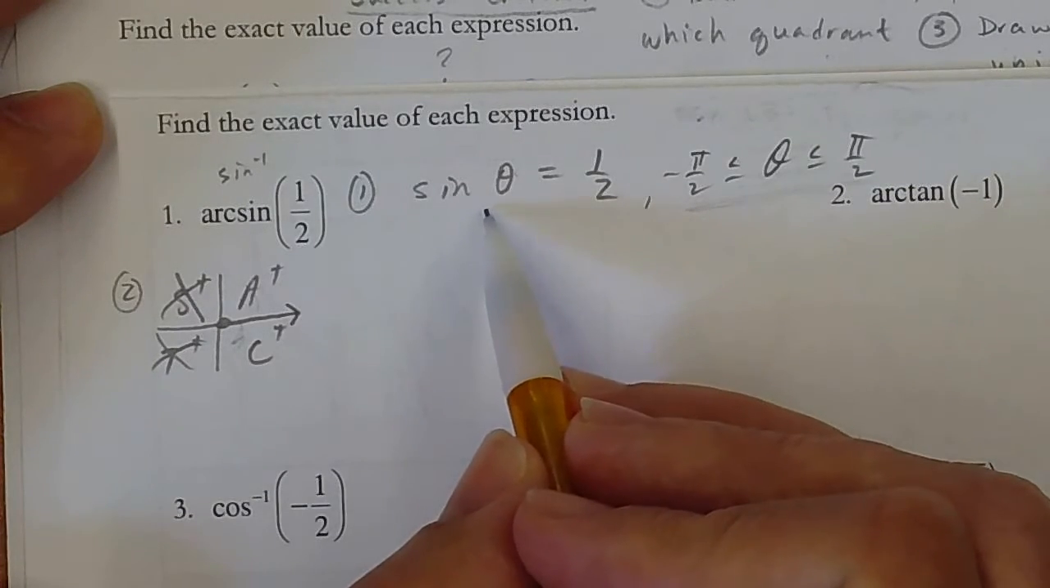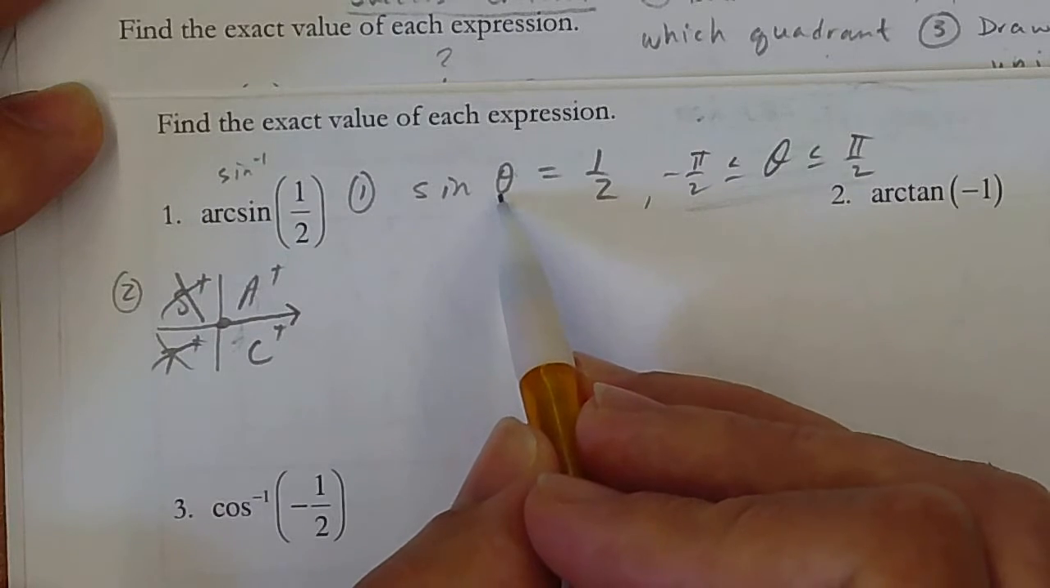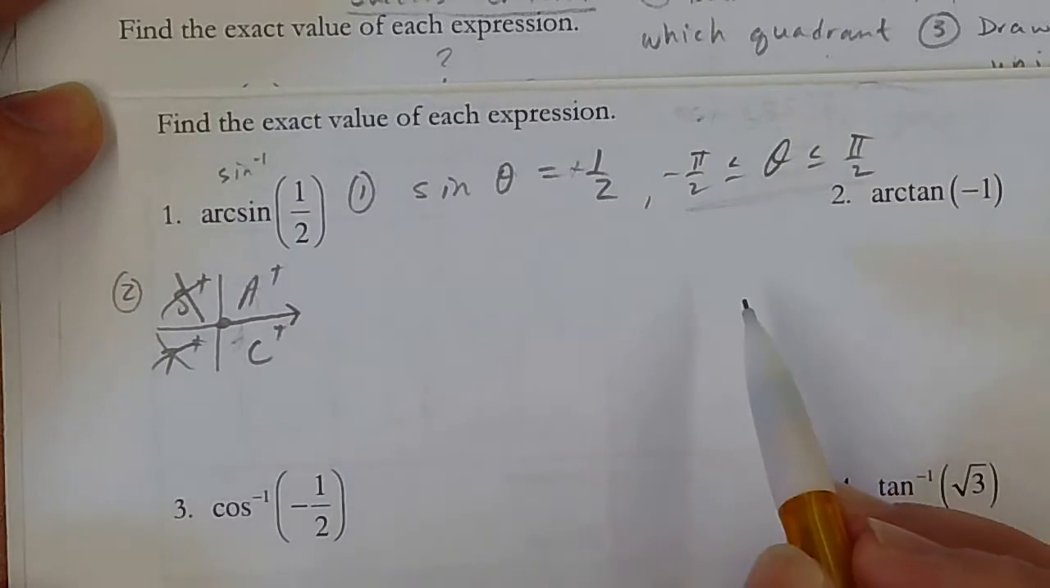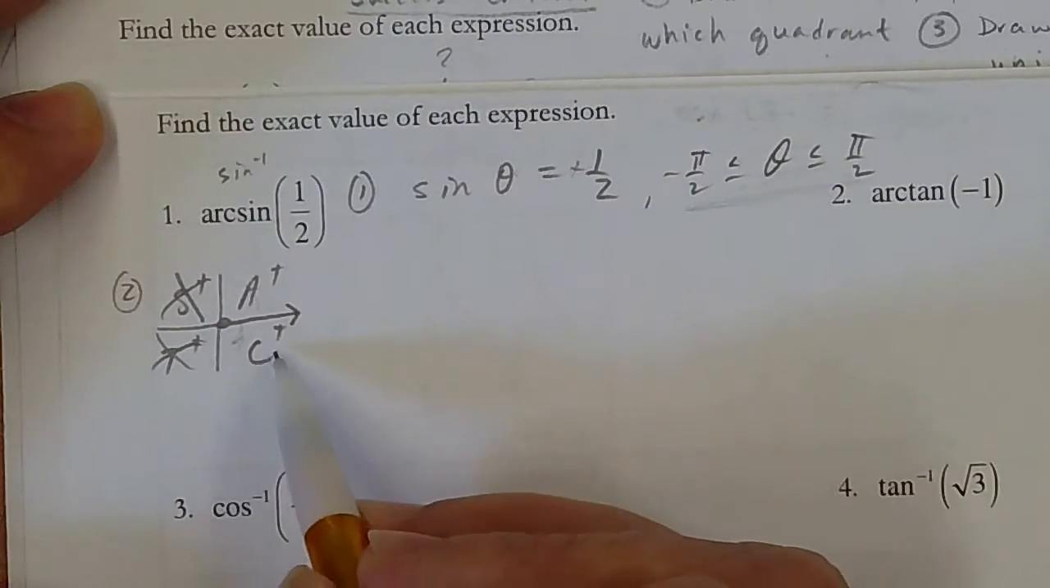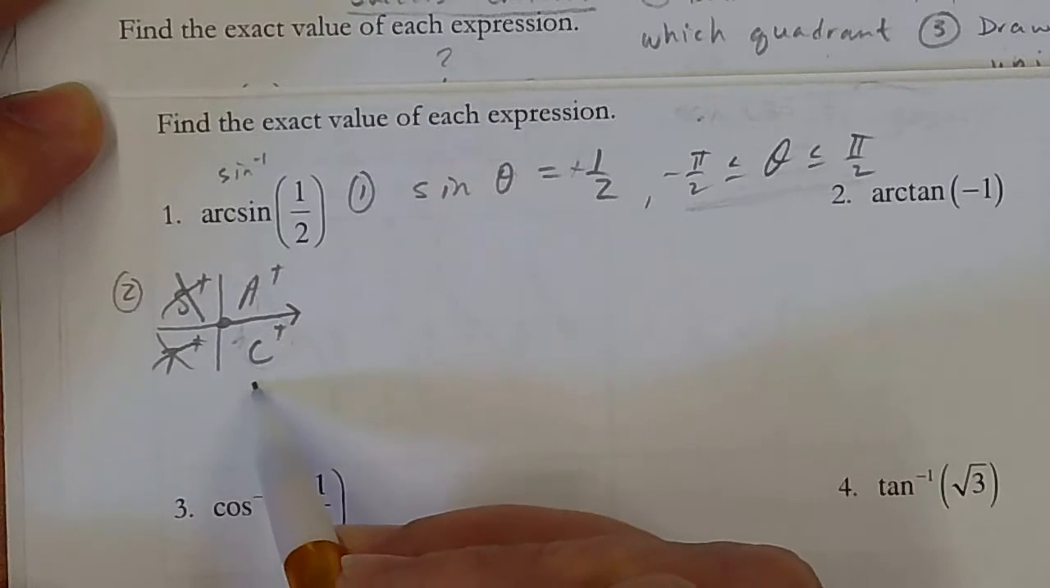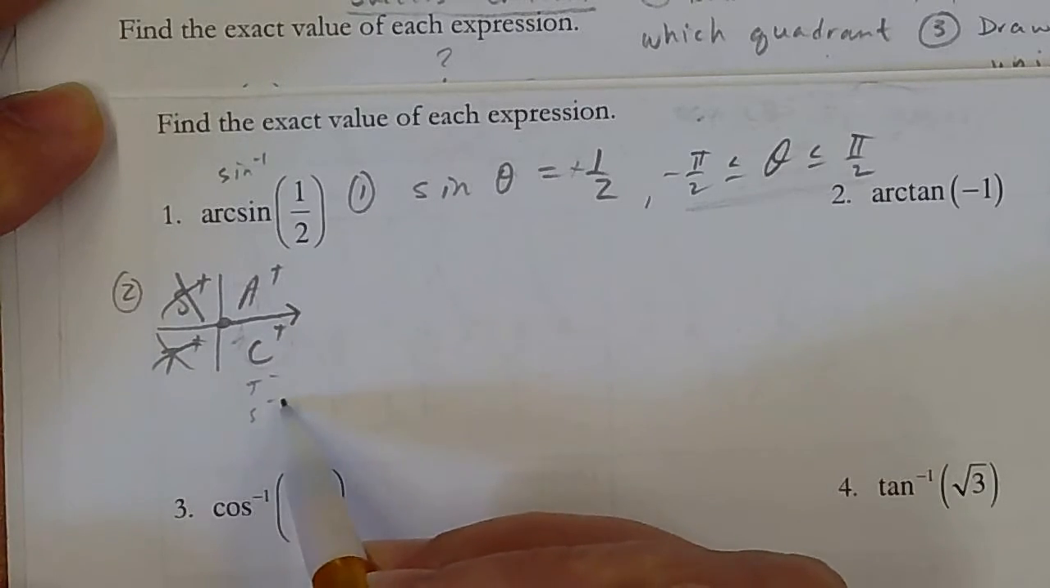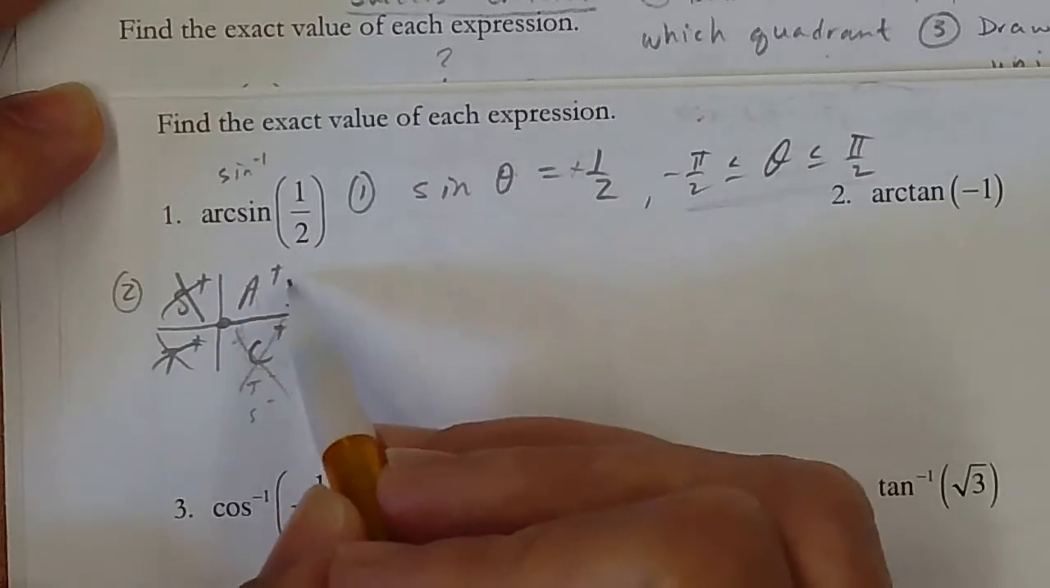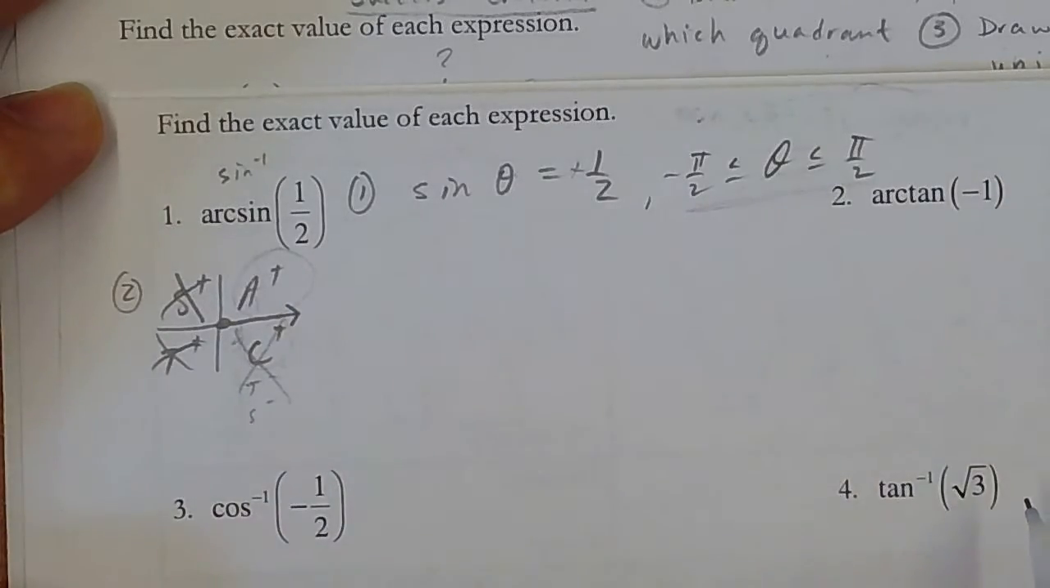Next, I can use this to my advantage. Sine of this angle we're finding is positive. So if it's positive, remember, only cosine's positive down here. Tangent's negative and sine's negative. So it can't be in the 4th quadrant. It must be in the 1st quadrant. So quadrant 1 is what I'm going to circle here.